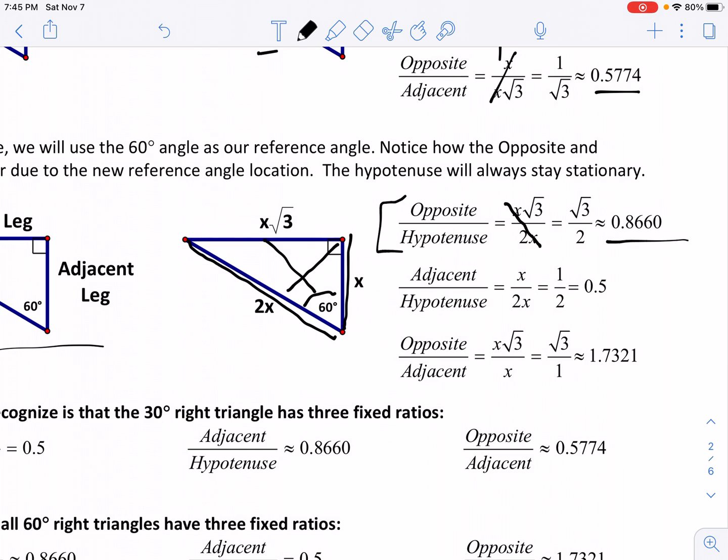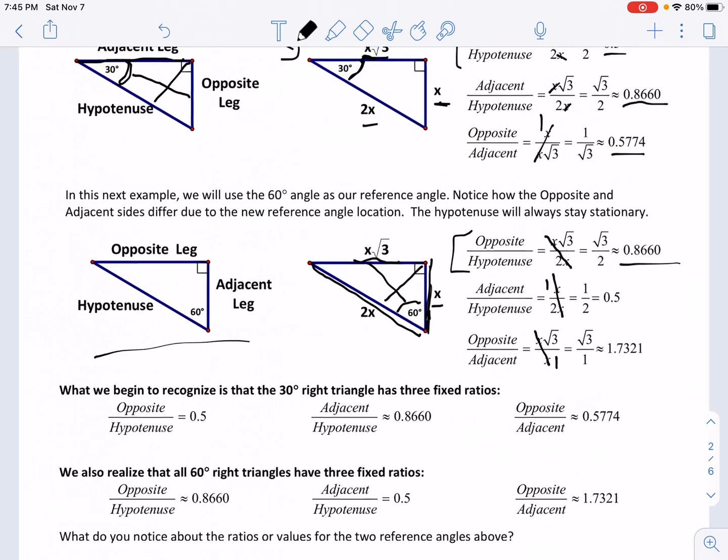Okay, if I take my adjacent side, which is x, divided by the hypotenuse, which is 2x, these cancel out, and I get 1 over 2, so 1/2. If I take the opposite side, which is x square root of 3, divided by our adjacent side, which is x, again our x's cancel out. We'd have the square root of 3 and 1. In this case, we just need to put 1 at the bottom. Dividing that out, we get 1.7321.